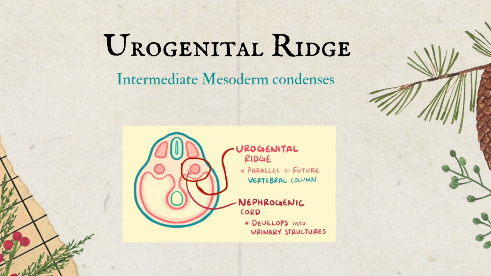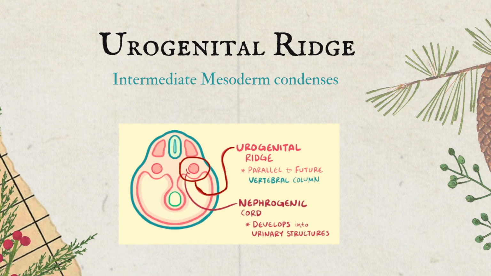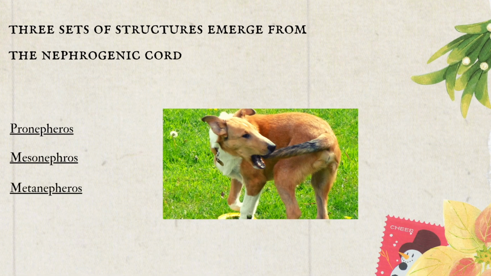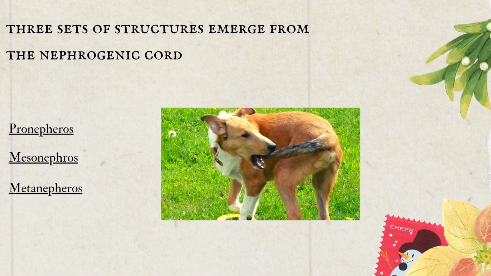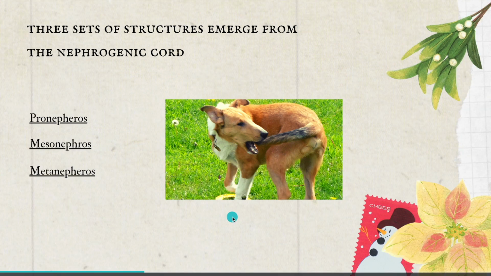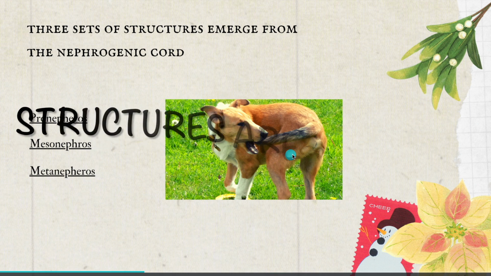Urogenital ridge is made when condensation occurs in the intermediate mesoderm, and a structure is produced which runs parallel to the future vertebral column, and it has a part called nephrogenic cord, which is responsible for most of the development of renal system in early life. So nephrogenic cord makes 3 structures called pronephros, mesonephros, and metanephros.